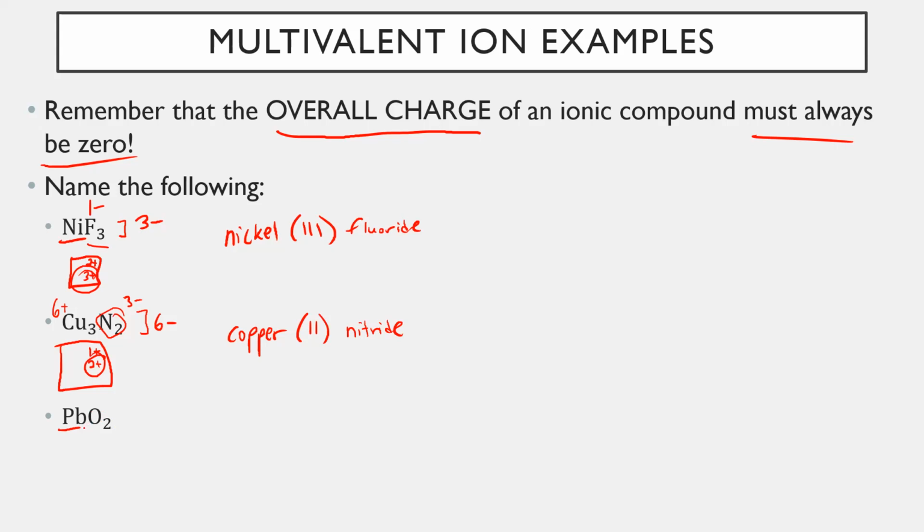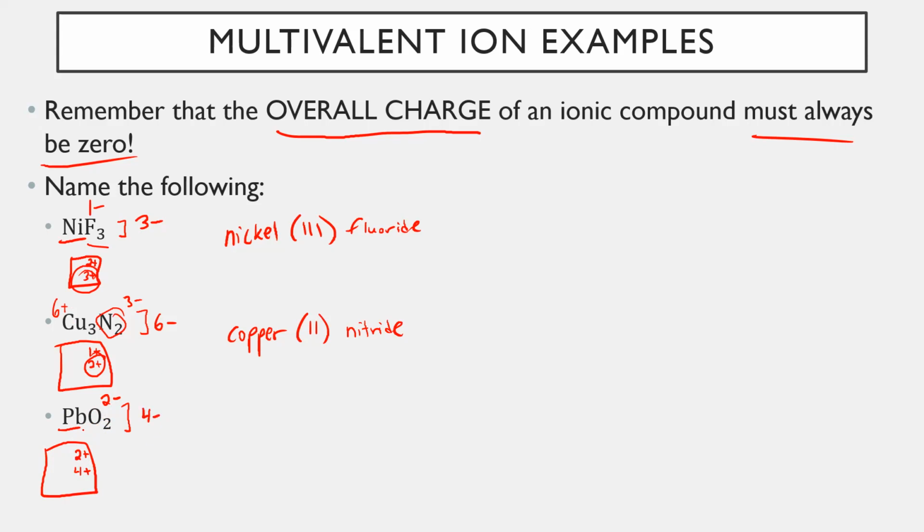Lead's kind of got a weird symbol, right? Now, if you look at lead, wonders never cease here. It either has a positive 2 charge or a positive 4 charge. We have to figure out which one it's going to use. In order to do that, let's have a look at our oxygen. If you look at oxygen on the periodic table, you're going to see that the only charge oxygen can have is 2 negative. But we have 2 oxygens here, so the overall charge of our oxygen is 2 times negative 2, which is negative 4.